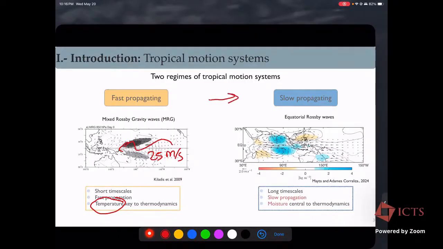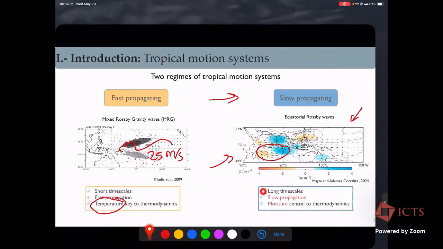In the other group, we have the slow propagating disturbances. A clear example for that is the equatorial Rossby waves. This is an equatorial Rossby wave over the Indian Ocean, and you will see these gyres that closely resemble the theoretical Rossby waves.